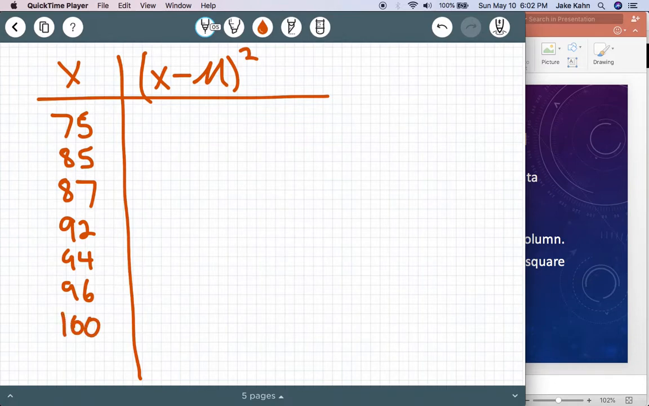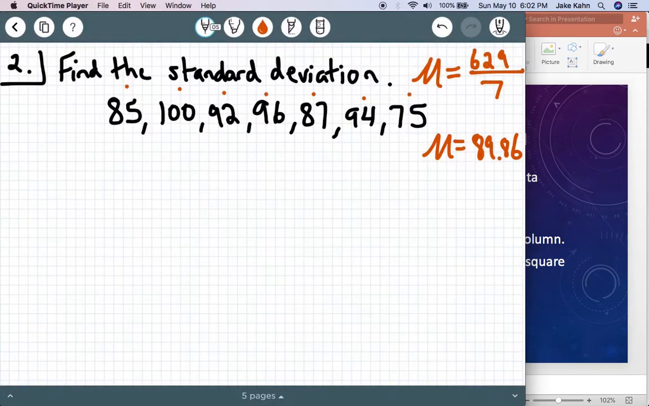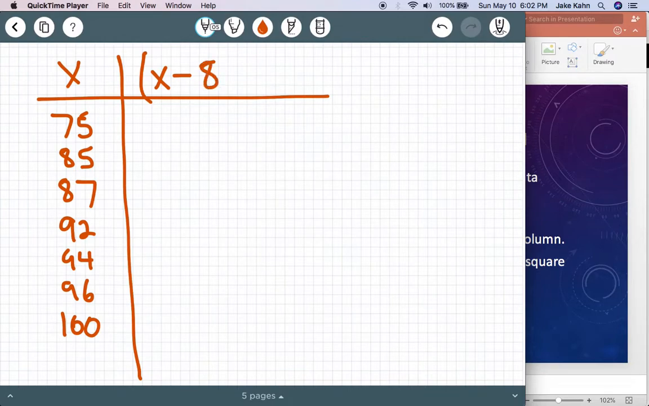Cool. So sometimes it's helpful to actually write out the whole expression in the actual table before we just put the answer. That's what I'm going to be doing since this is a little bit more complicated. Remember that our mean for this problem, we got a decimal, right? So I'm going to plug that decimal in right now. We got 89.86. So we're going to take each x value, we're going to subtract 89.86, and then we are going to square it.